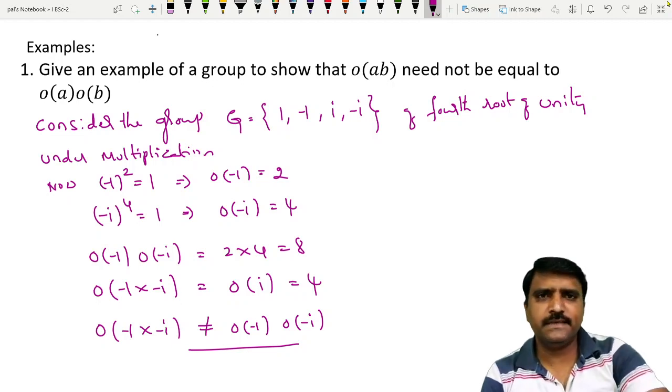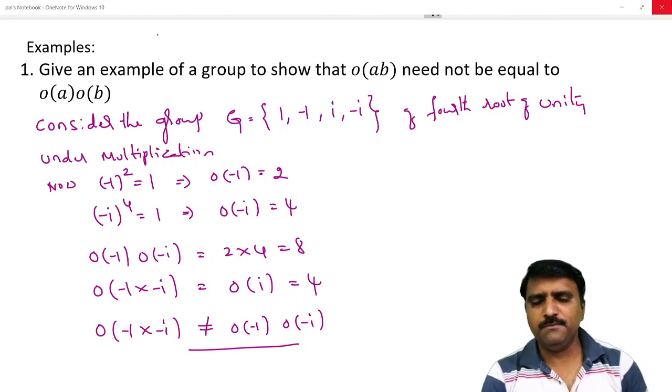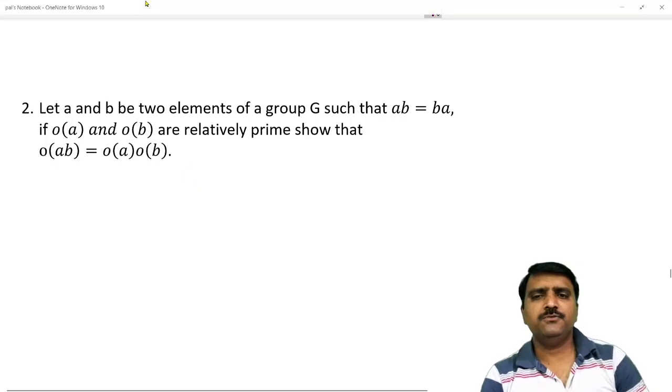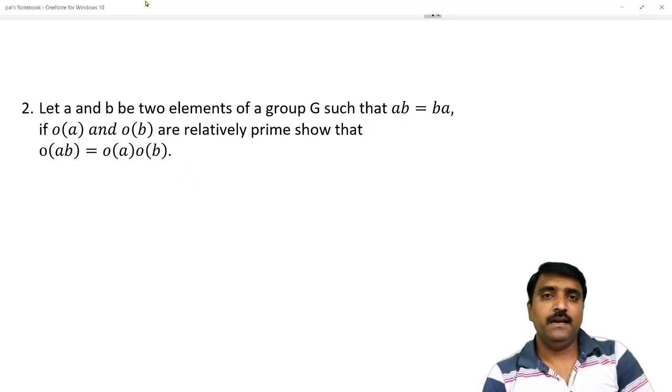Just think about this and you see this example. Let A and B be two elements of the group G, and it is a commutative group, AB is equal to BA. So it is satisfying the commutative property. If order of A and order of B are relatively prime, that means the GCD of order of A and order of B is 1, then show that order of AB is equal to order of A into order of B.